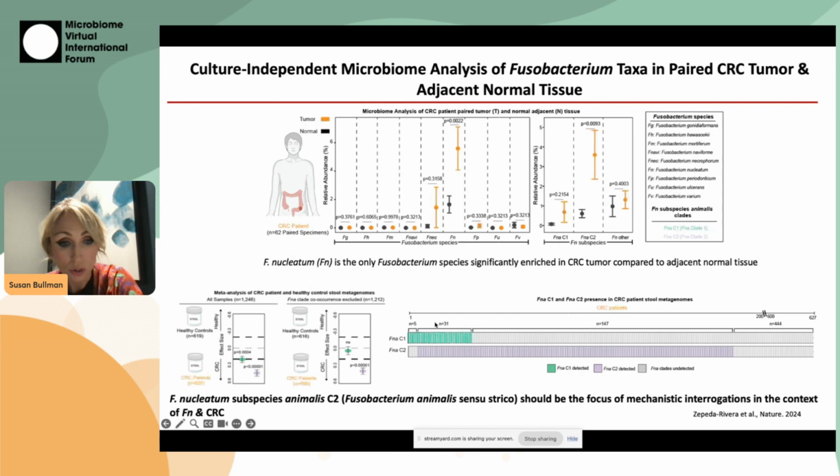So what this is demonstrating is that, again, within Fusobacterium nucleatum sensu lato, there is an incredibly heterogeneous population, and that it's only this specific Fusobacterium nucleatum subspecies animalis clade 2 that's enriched in the tumors. And this clade 2 contains the type strain, so will become Fusobacterium animalis sensu stricto. And this should be the focus of future studies that are trying to gain mechanistic information on Fusobacterium nucleatum's role in colorectal cancer and the design of therapeutics that target Fusobacterium nucleatum in the context of colorectal cancer.